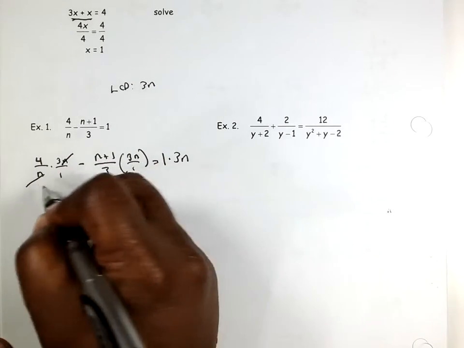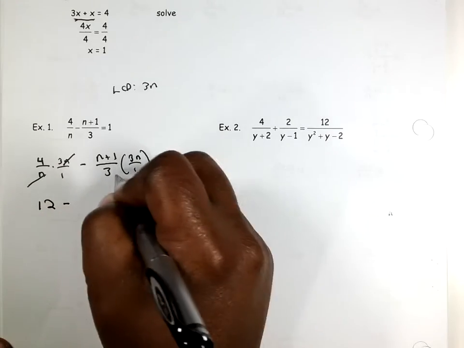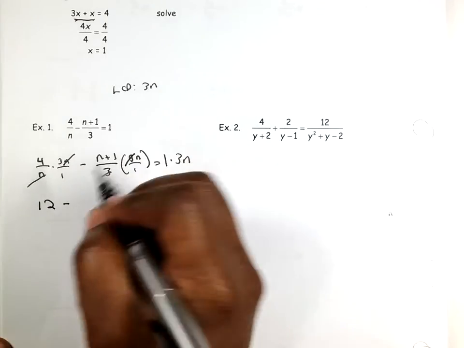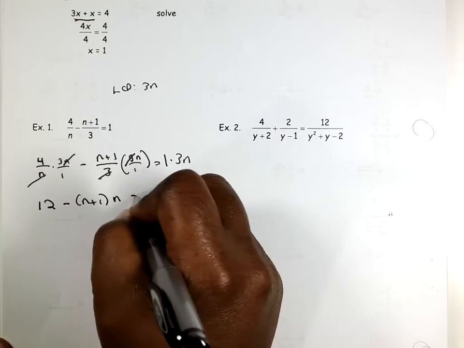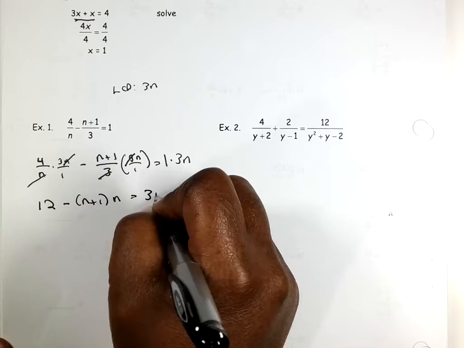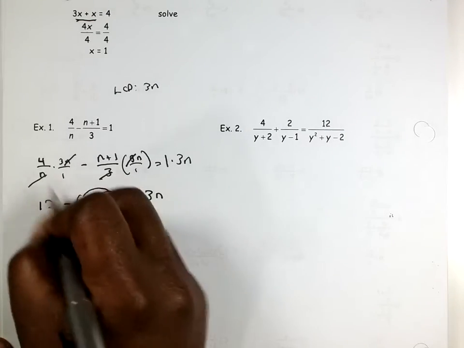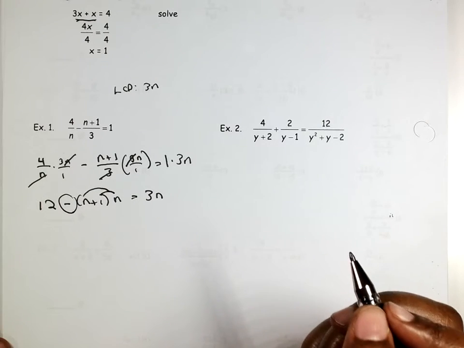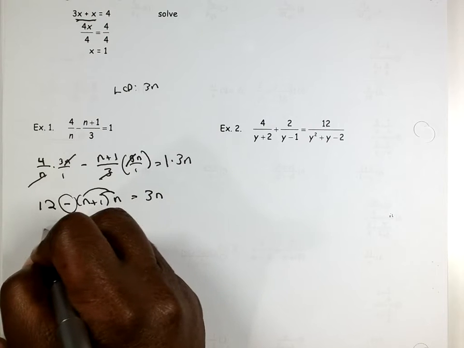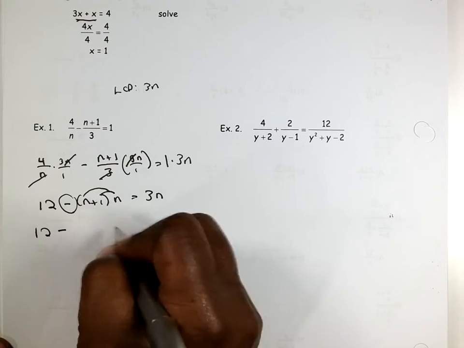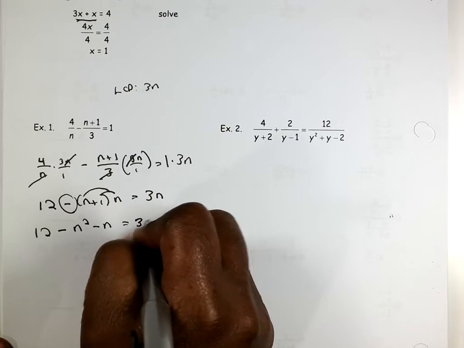So these n's are going to cancel each other out. And I get 4 times 3 is 12. Here the 3's cancel. And then I have n plus 1 times n. And on the other side, 1 times 3n gives me 3n. I'm going to distribute this out. And also you have to be careful because there's a minus sign in front, so we have to change the signs of everything. So I get 12 minus n squared minus n is equal to 3n.